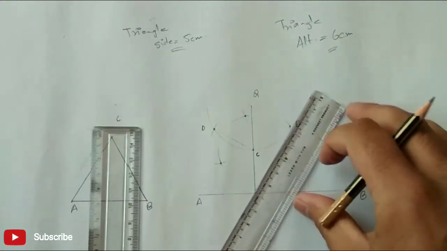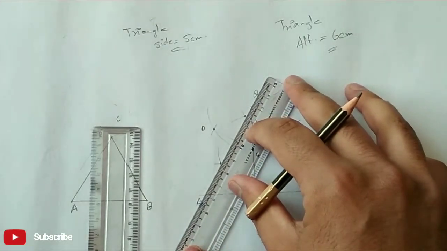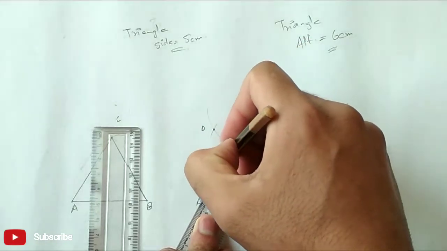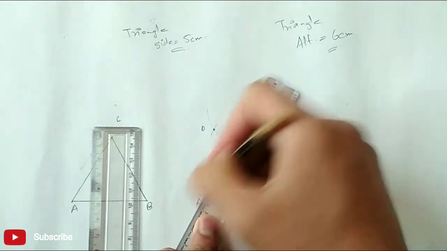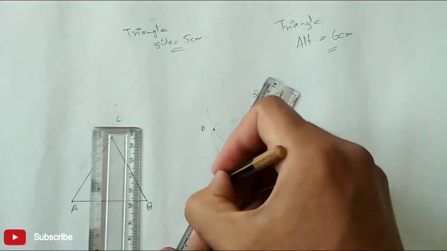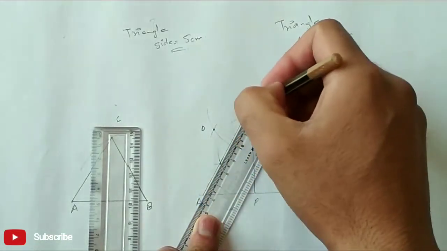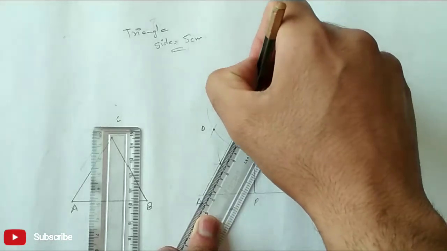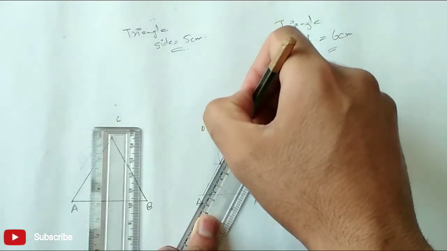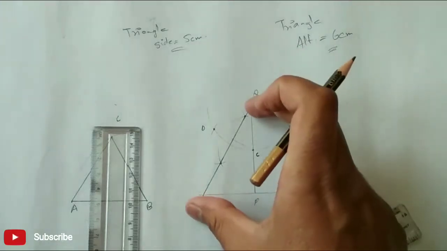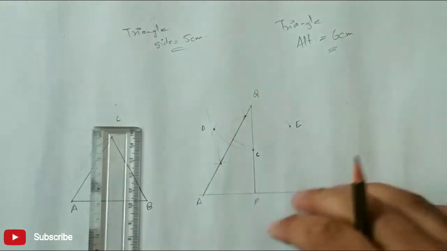Next, you need to join these 2 points and extend that line to the line AB. Here I am extending this line, and also from this direction to point Q. But remember guys, this should be dark, because this is the true shape of your triangle.